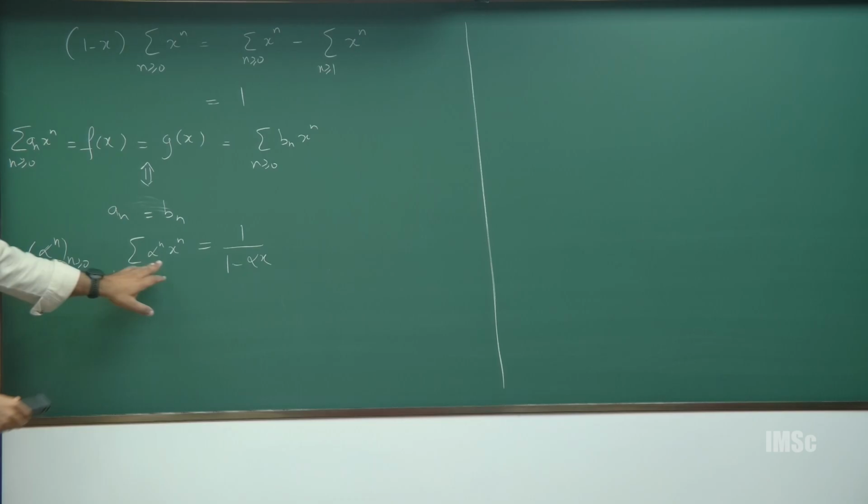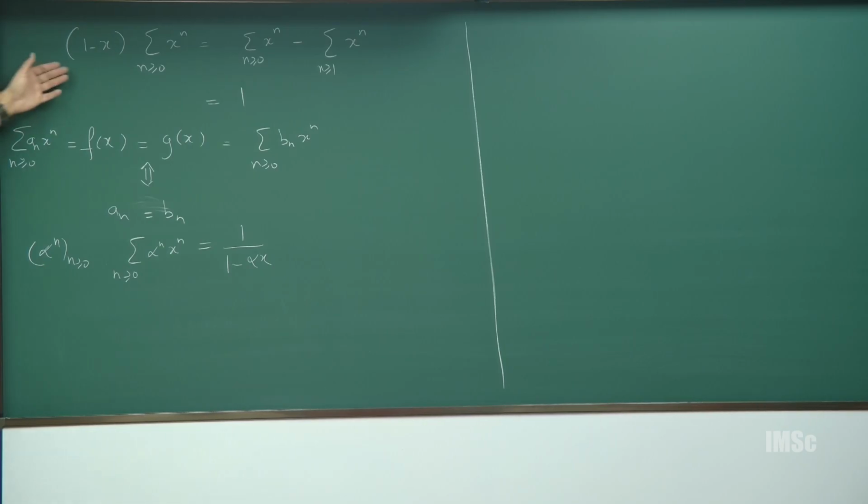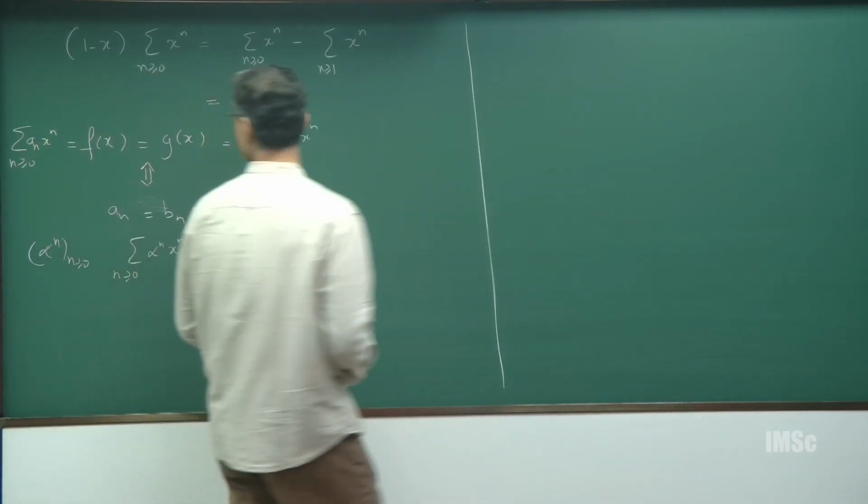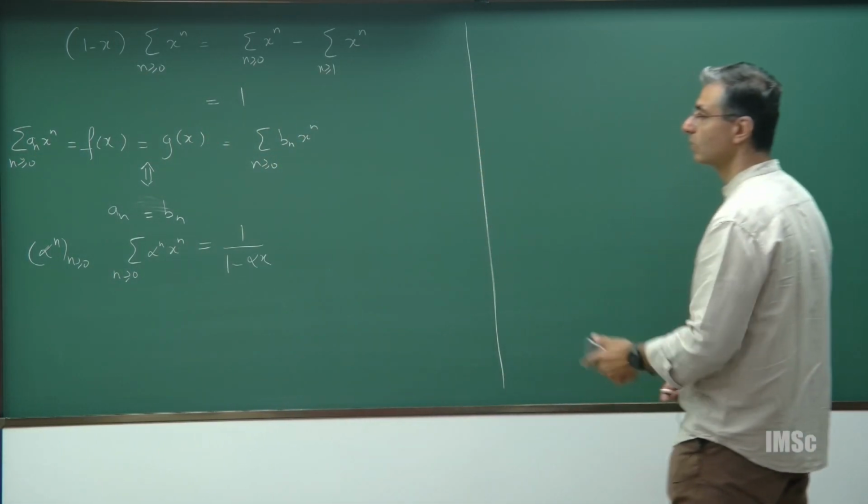Right, you just substitute y is equal to alpha x, you will get summation of y raised to n is 1 upon 1 minus y. So, 1 upon 1 minus alpha x, the same argument goes through. Okay. So, these two are our fundamental generating functions. So, geometric series, basic geometric series, right. Okay. So, let us start with that.